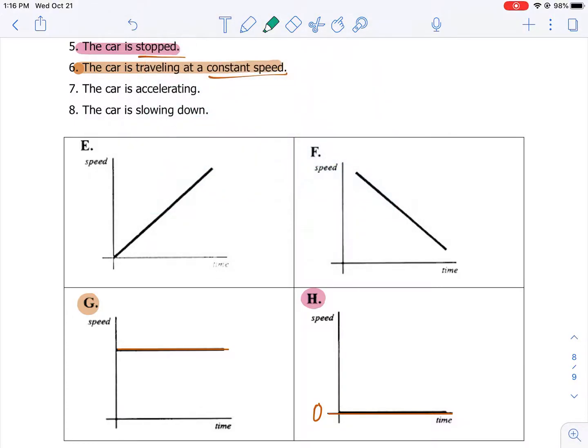Which one of these graphs shows that the car is accelerating, meaning the speed is increasing? E or F? If you said E, you are correct. This shows that the speed is increasing or the car is accelerating. And finally, which graph shows that the car is slowing down? That is graph F. You'll see here it shows you the speed is decreasing or that the car is slowing down.